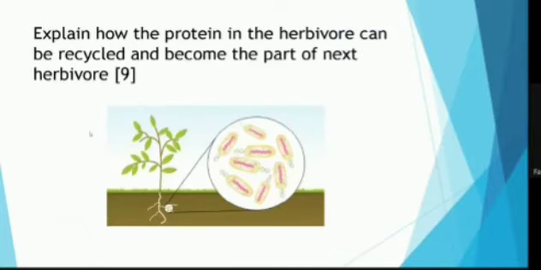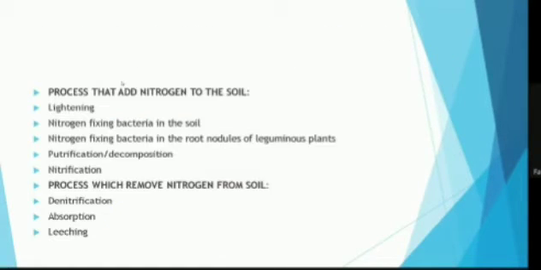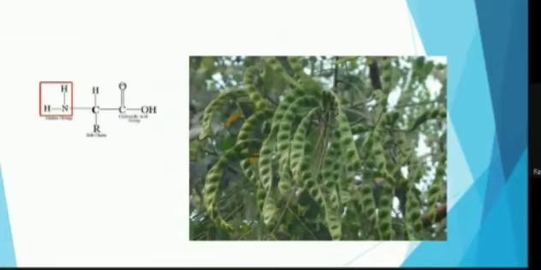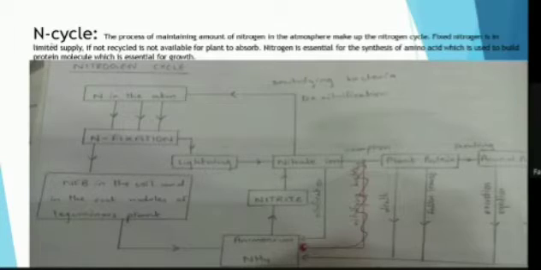Now, in which form does the plant absorb nitrogen from the soil? Plant can utilize nitrogen only in two forms: nitrate ions and ammonium ions. Whereas in the atmosphere, as you can see, the nitrogen is not present in the form of nitrate ions and ammonium ions. So at first, as we all know, plant is able to absorb nitrogen only in the form of nitrate ions and ammonium ions.